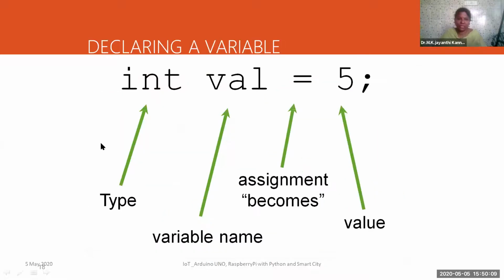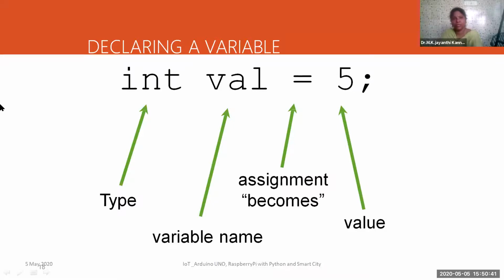Next, declaring a variable. We can make use of variables in our Arduino program. While declaring a variable, we use the data type followed by the variable name, and we can give some initial value. Here they are declaring the variable int val = 5; semicolon. So it is a declaration statement. It starts with the data type followed by the variable, an assignment, the constant value, and a semicolon is used.